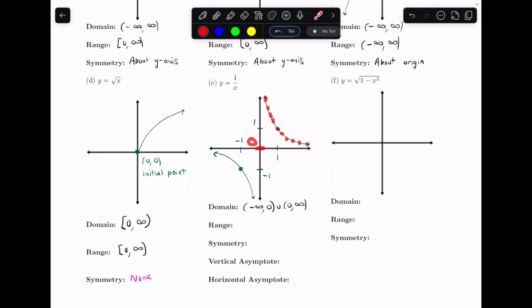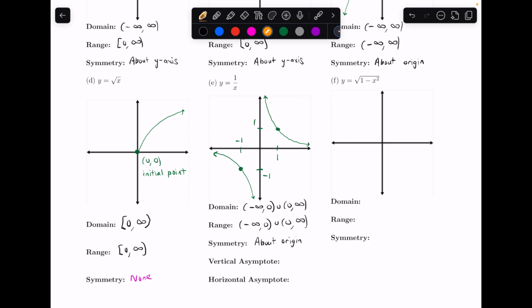I hit all the negative y values over here. I just don't reach the y value 0. So the range is also negative infinity to 0, union, parentheses 0 to infinity. This graph is symmetric about the origin. It's the mirror image of itself across the origin. So about the origin, and it has some asymptotes.